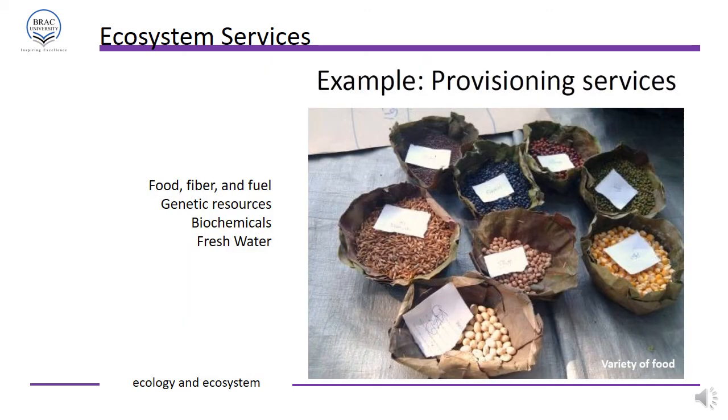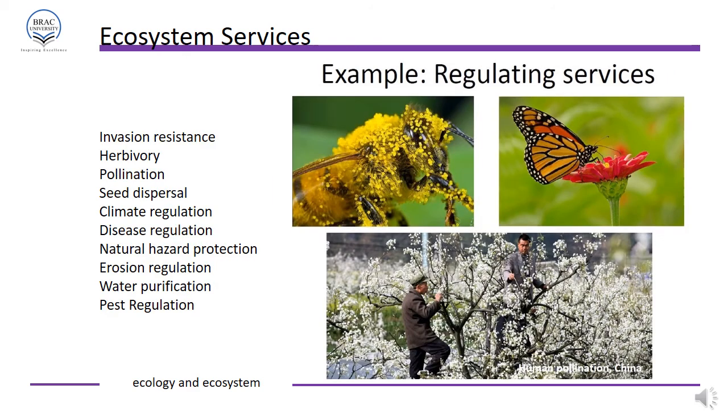Some examples of provisioning services: all the food, fiber and fuel we can get from the ecosystem. As examples of regulating services, you can see invasive species resistance, pollination, seed dispersal, climate regulation, disease regulation. These are the services the ecosystem is also giving us to maintain the harmony of nature.